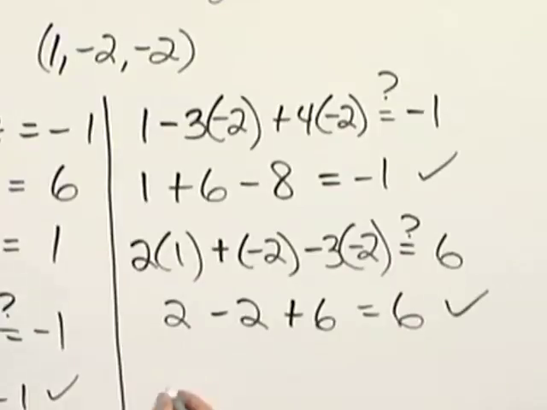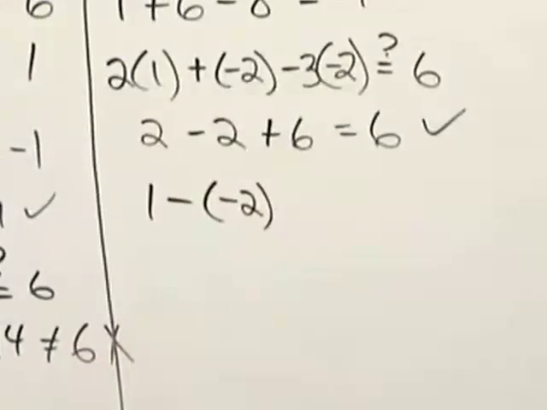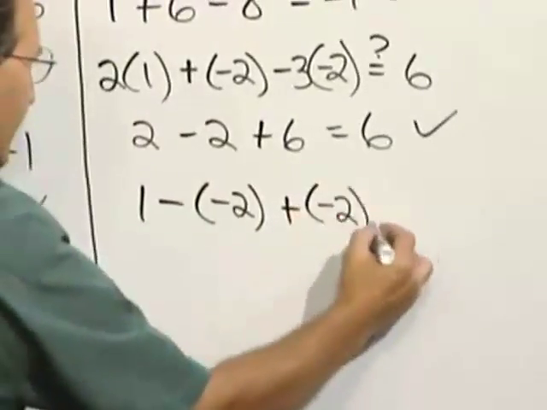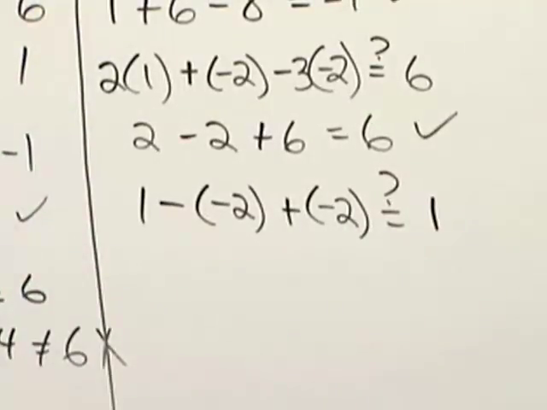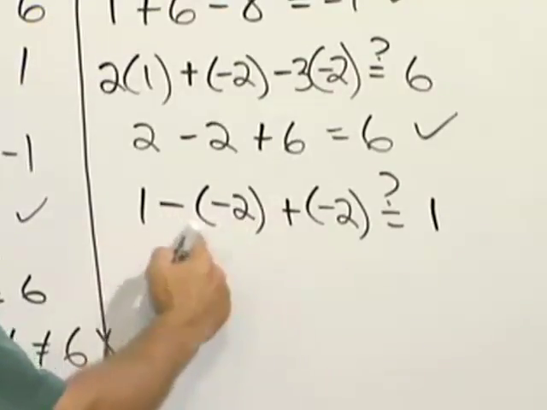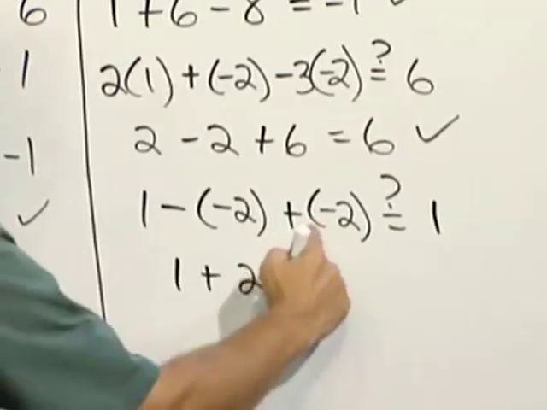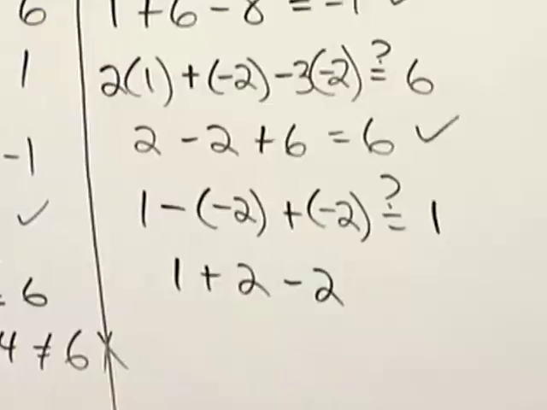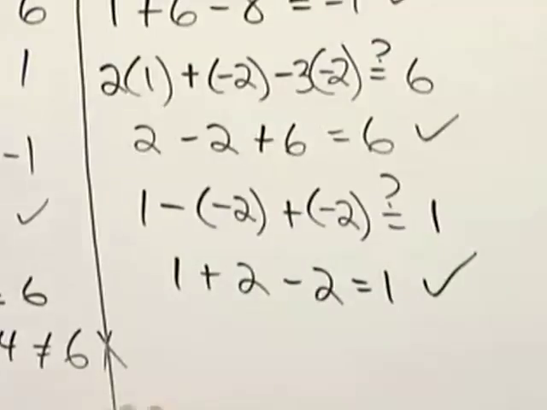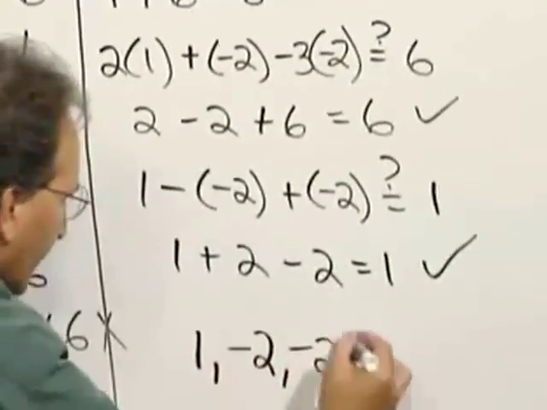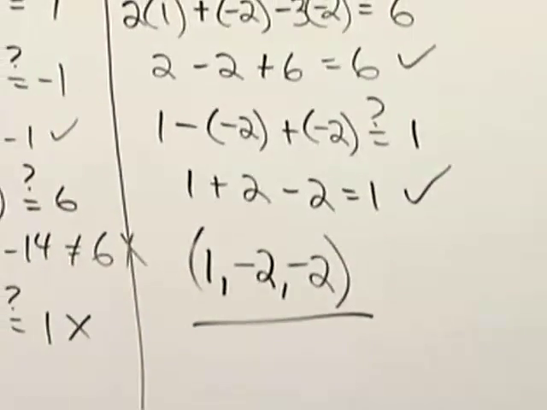For the third equation, we want x, which is 1, minus y, and y is -2, plus z, and z is -2. And we want to know, does that equal +1? We have 1 minus a -2. When you subtract a negative, it's the same as adding a positive, so it's 1 plus 2. And adding a negative is the same as subtracting a positive. And so we'll see that that does, in fact, equal 1. And it checks in all three equations. And so the ordered triple, 1, -2, -2, is a solution to that linear system.